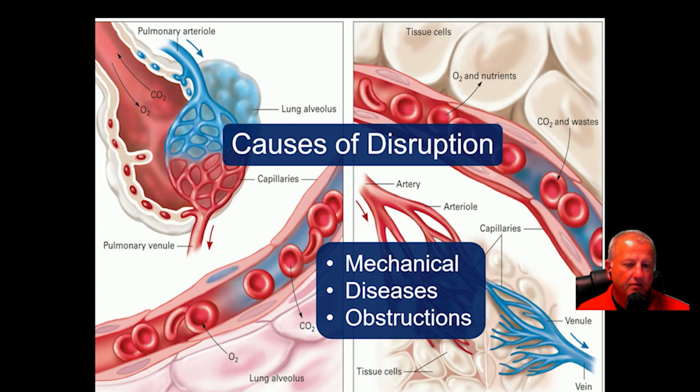Diseases. Let's talk about diseases. What are some diseases that you're aware of that can cause problems in breathing? How about pneumonia? Okay. Makes sense. A little pneumonia. COPD. Asthma. All those are disease processes. And what are they doing? Well, one or two things here.